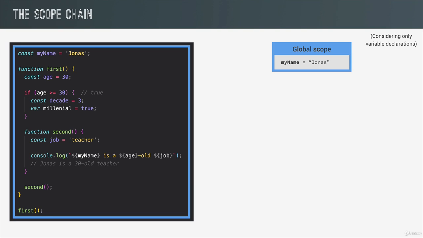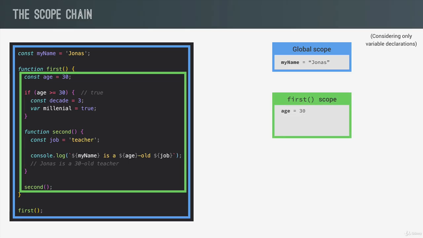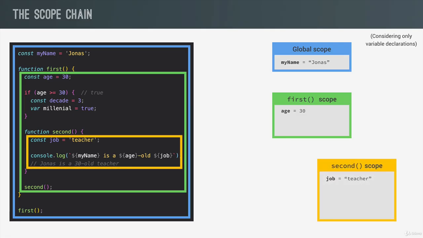Anyway, inside the global scope, we have a scope for the first function because each function creates its own scope, remember? And what's in this scope? Well, it's the h variable that's declared right at the top of the function. Next, inside the first scope, let's now consider the second function, which will also create its own scope, containing the job variable set to teacher. So as you see, we have a nested structure of scopes with one scope inside the other.